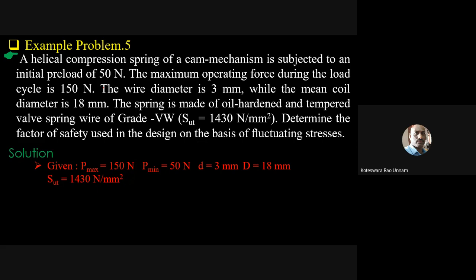A helical compression spring of a cam mechanism is subjected to an initial preload of 50 newtons. The maximum operating force during the load cycle is 150 newtons. The wire diameter is 3 mm, while the mean coil diameter is 18 mm. The spring is made of oil hardened and tempered wire of grade VW with SUT 1430 newton per mm square. Determine the factor of safety used in the design on the basis of fluctuating stresses.